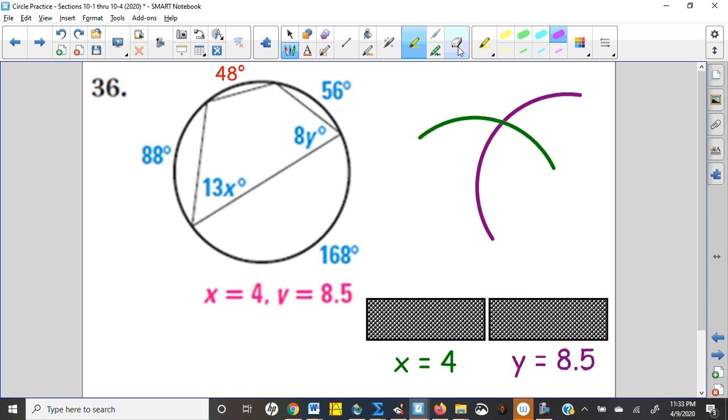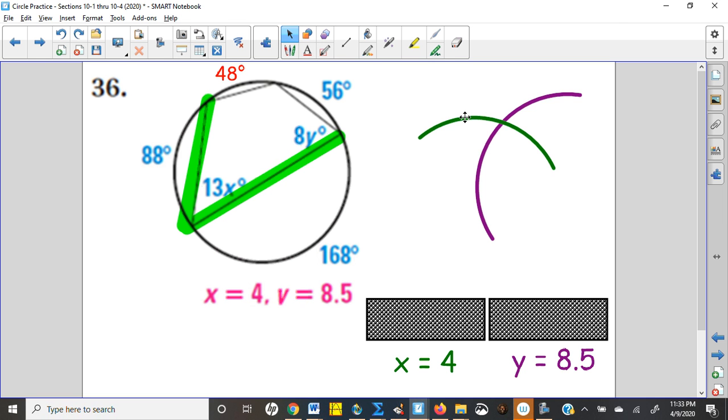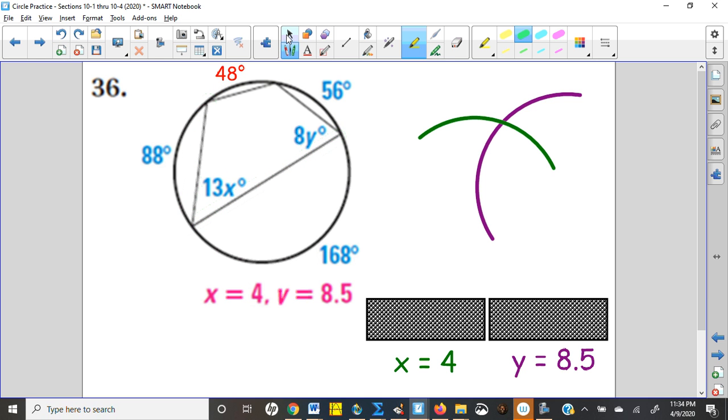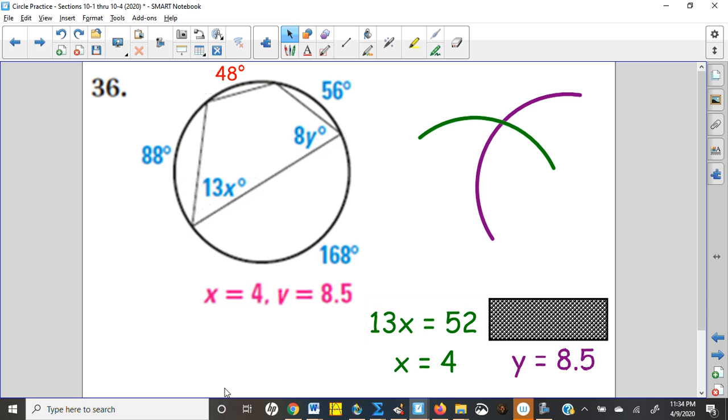So for example, this inscribed angle right here, 13x, is inscribed in this arc, right? And 48 plus 56, it turns out, is 104. So that means this inscribed angle down here has to be half of 104. And what is half of 104? I'm glad you asked. It's 52. Divide by 13 and you know what x is.